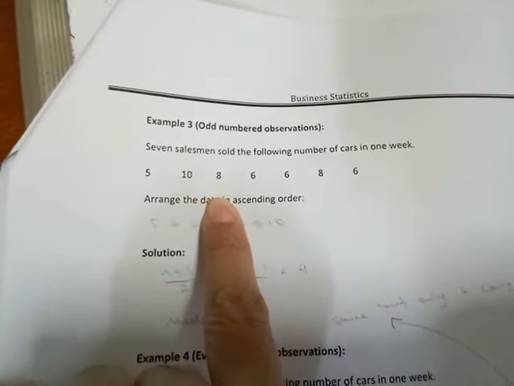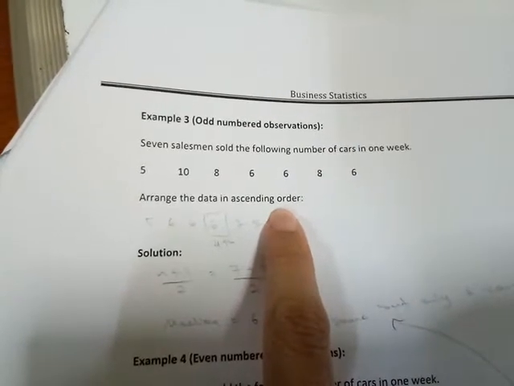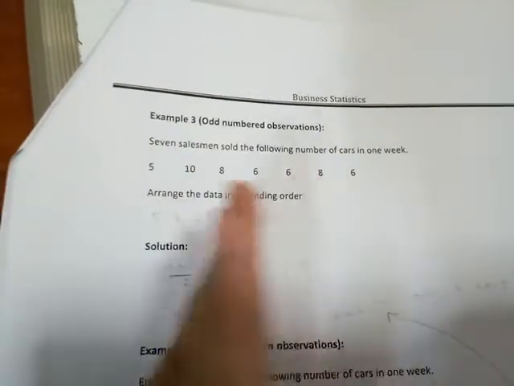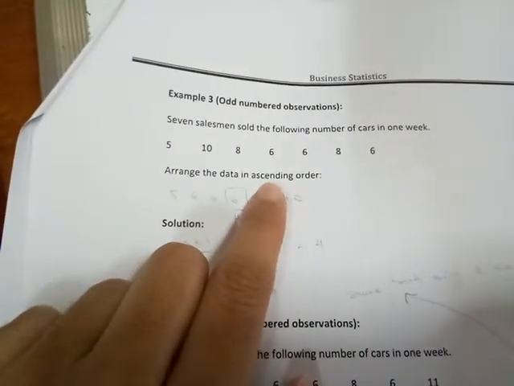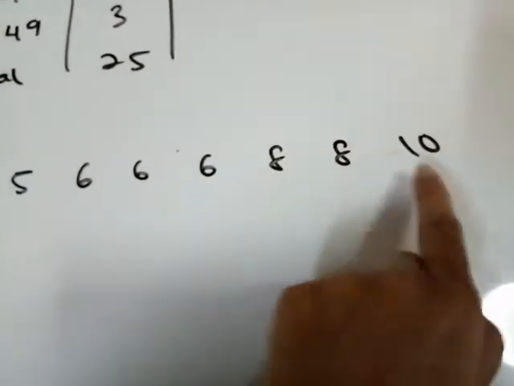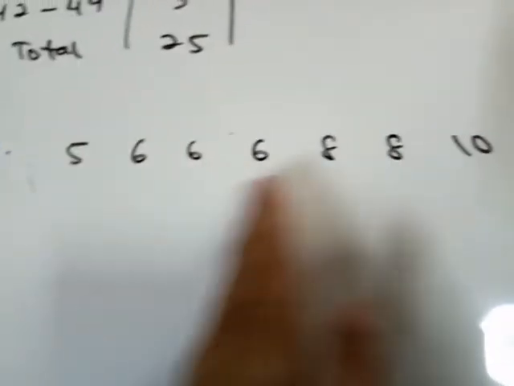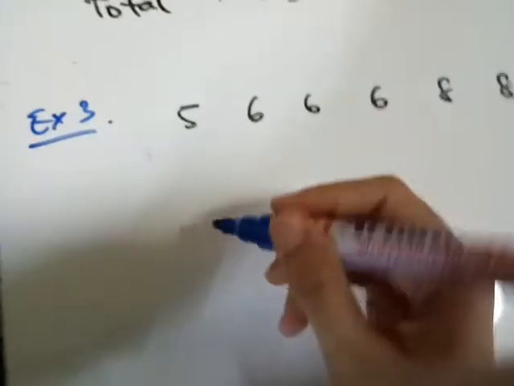To calculate the median, you have to arrange the data in ascending order. Awak kena susun the data ni mengikut susunan yang menaik, from the smallest to the largest. Alright, so kat sini saya dah susun dah. That means 5, 6, 6, 6, 8, 8, 10. Alright, so to calculate median, you have to use the formula.